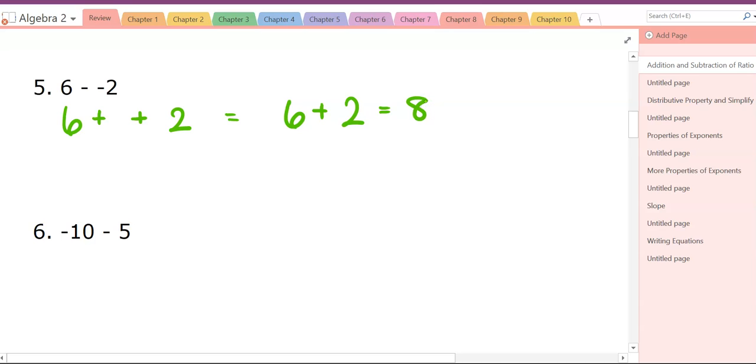Now for 6, when you have 10 minus 5, you can again change it. Keep the first one, change the sign to a plus sign, and change 5 to a negative 5. So it becomes an addition problem. So you end up getting negative 15.